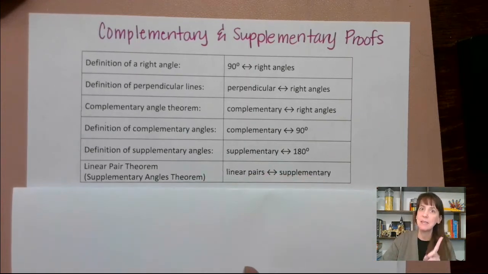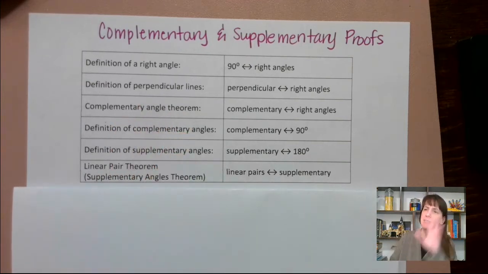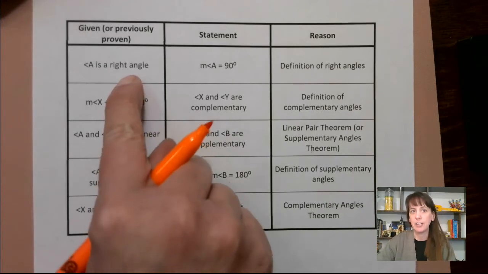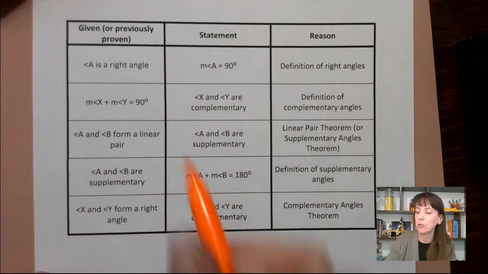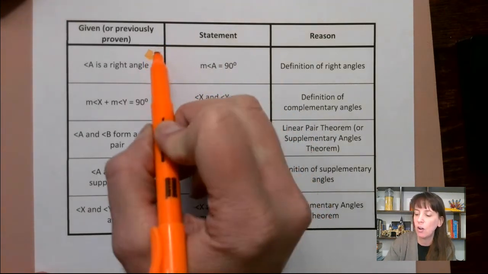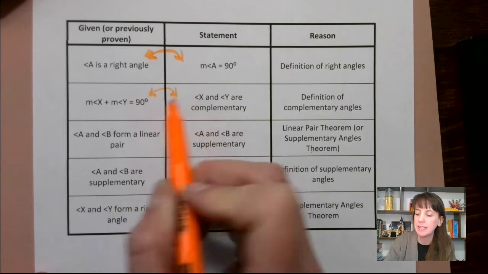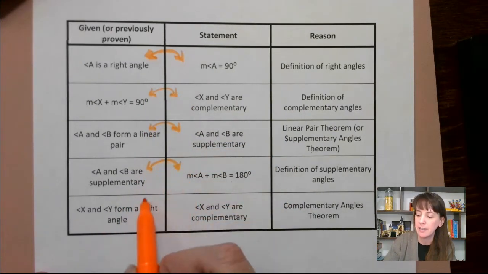Now, this may seem repetitive. I have complementary angle theorem and definition of complementary angles. Lots of kids get those mixed up. So I want to give you some examples here. When we look at these guys right here, if you are given this information, then you can make this statement for this reason. Now, keep in mind that these guys all the way down are interchangeable. So this is interchangeable with this is interchangeable with this is interchangeable with this, and this is interchangeable with this.